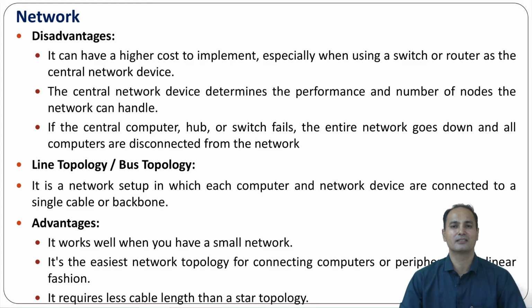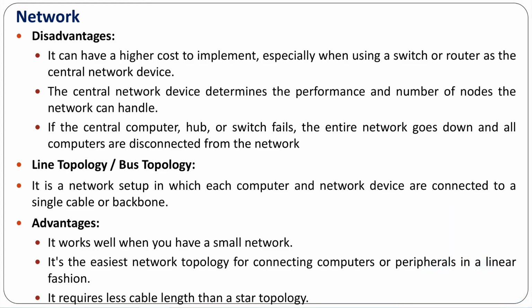The third topology is line topology, or bus topology. It is a network setup in which each computer and network device is connected to a single cable or backbone. It also has certain advantages. First, it works well when you have a small network, so in a small network it is very useful. It is the easiest network topology for connecting computers or peripherals in a linear way. It requires less cable length than a star topology.